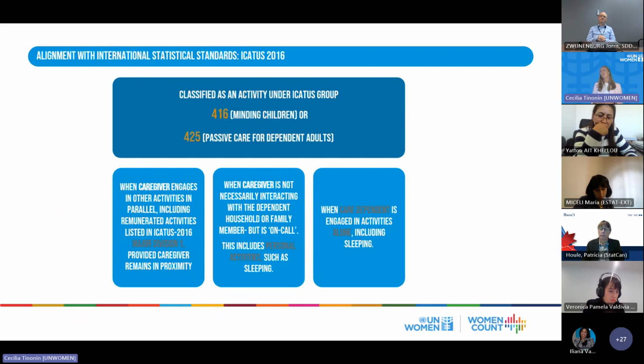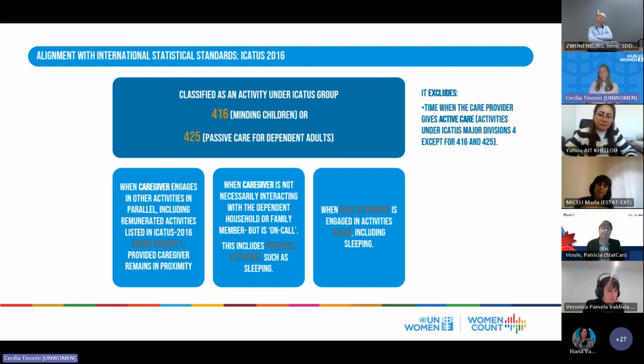Another instance is when the caregiver is not necessarily interacting with a dependent household or family member, but is on call. And this includes personal activities, such as, for instance, sleeping. We also wanted to clarify that supervisory care is provided when the caregiver is in proximity to the care dependent, but the care dependent is also engaging in activities alone, for instance, napping or sleeping.